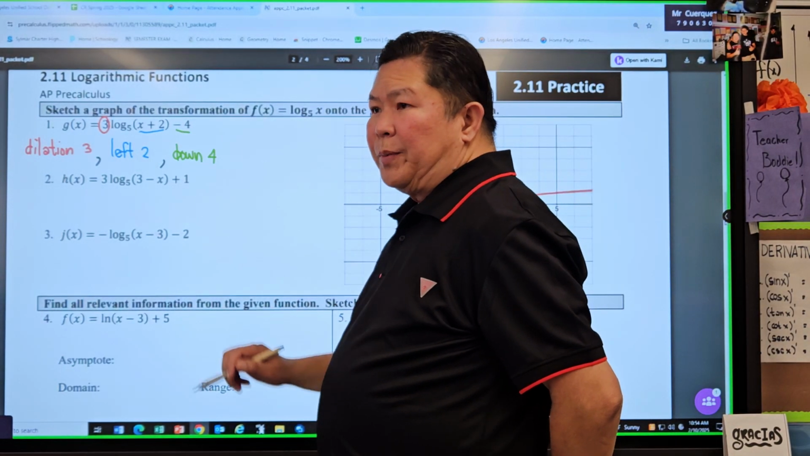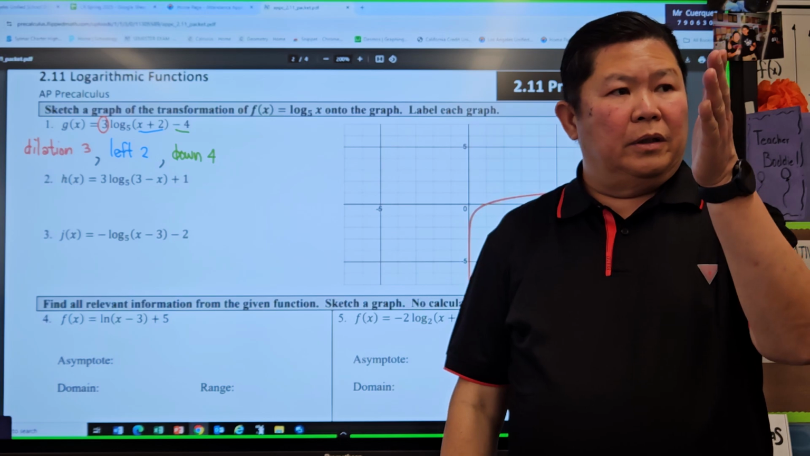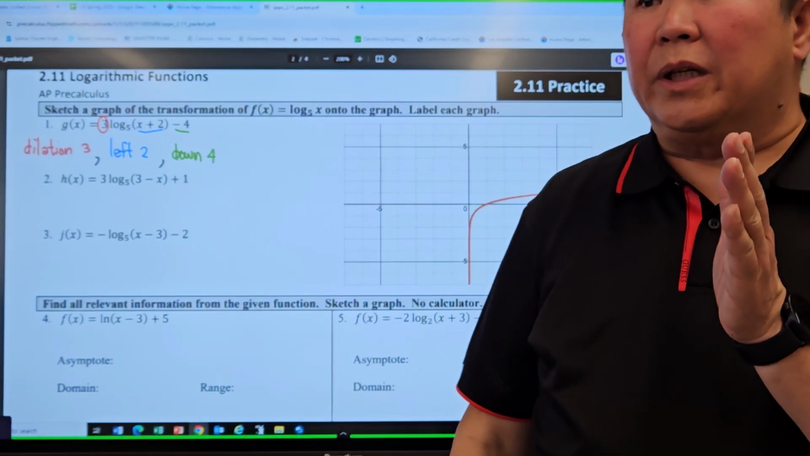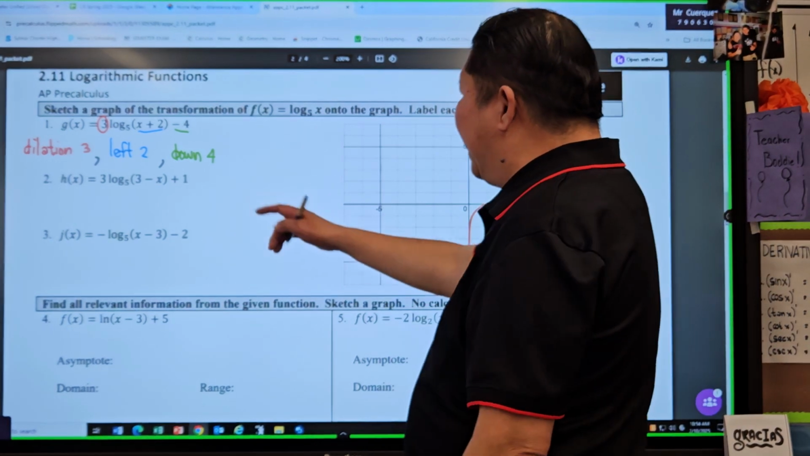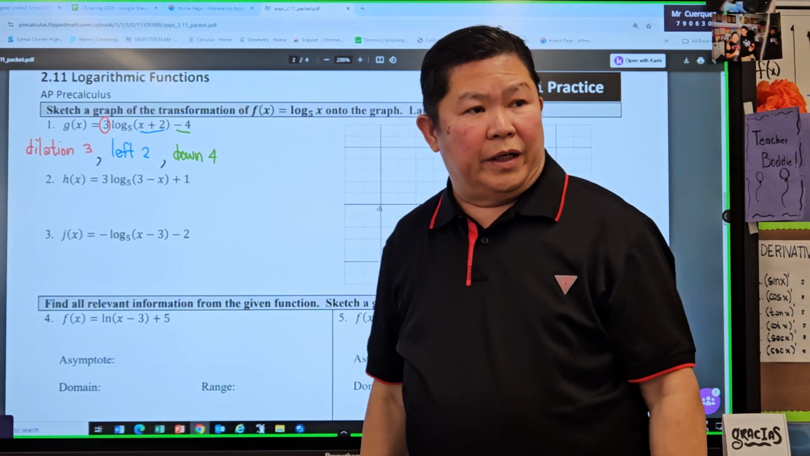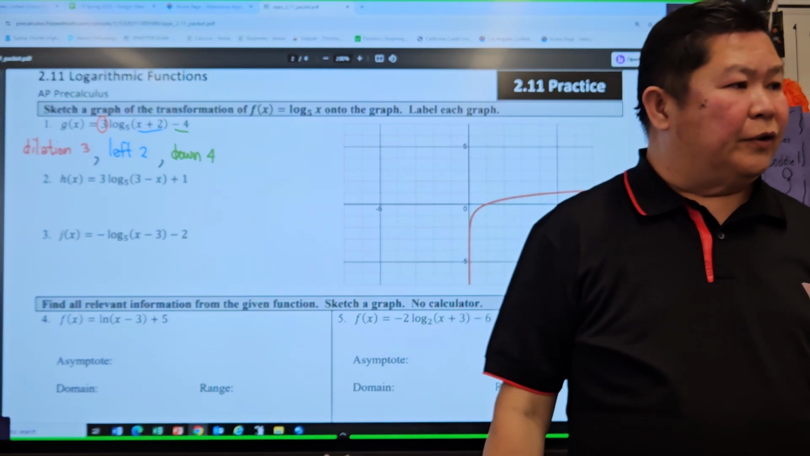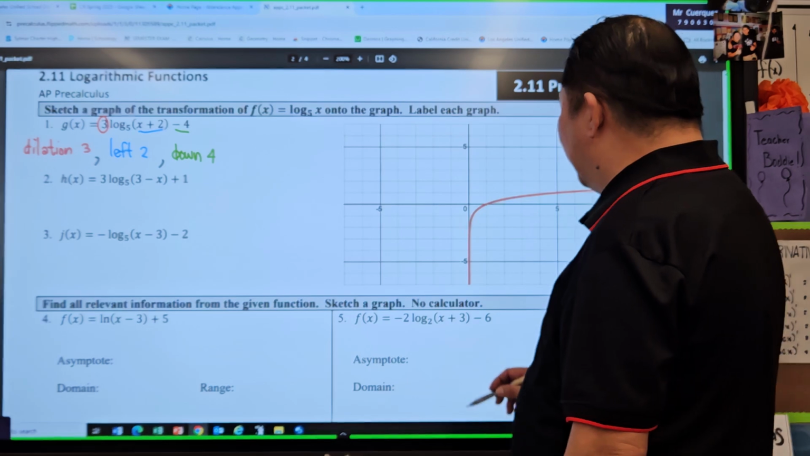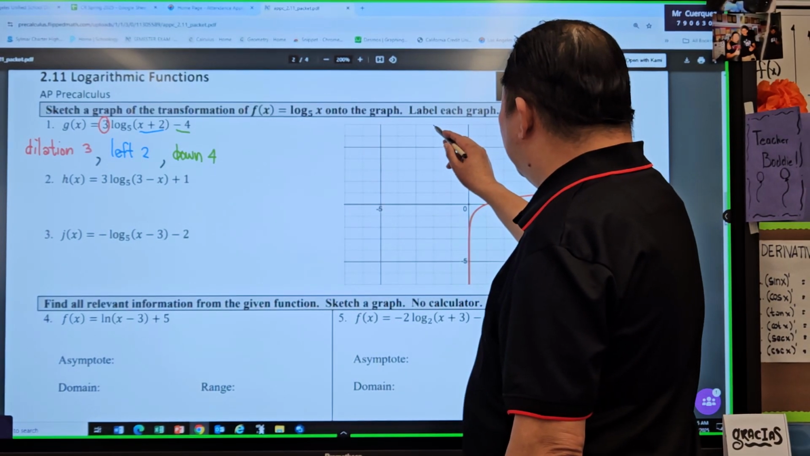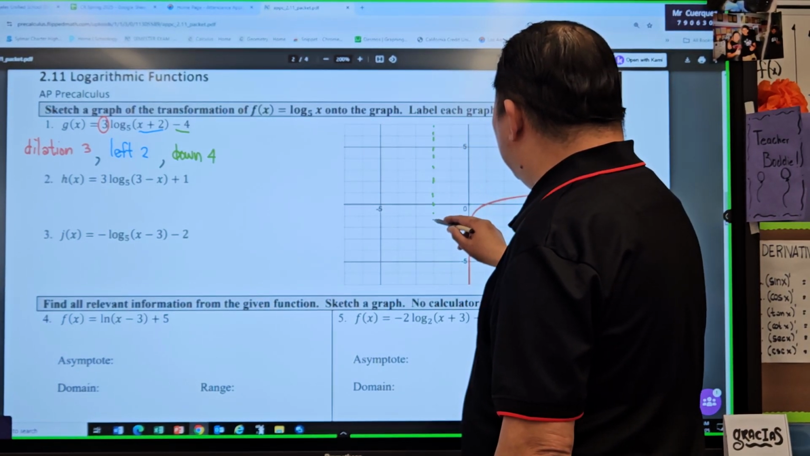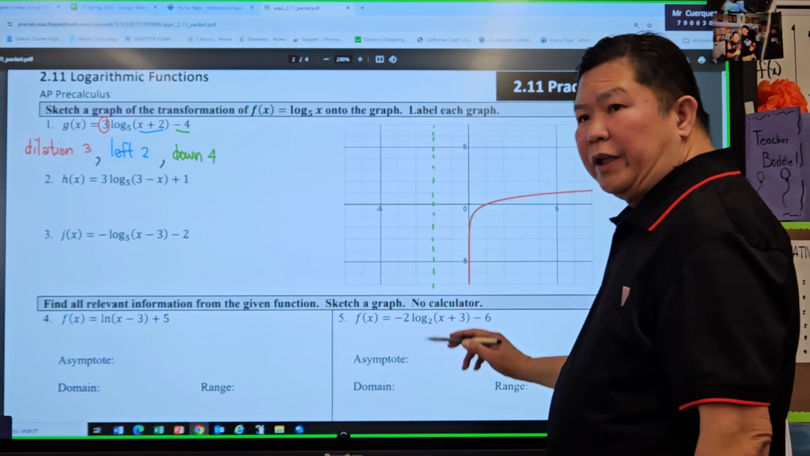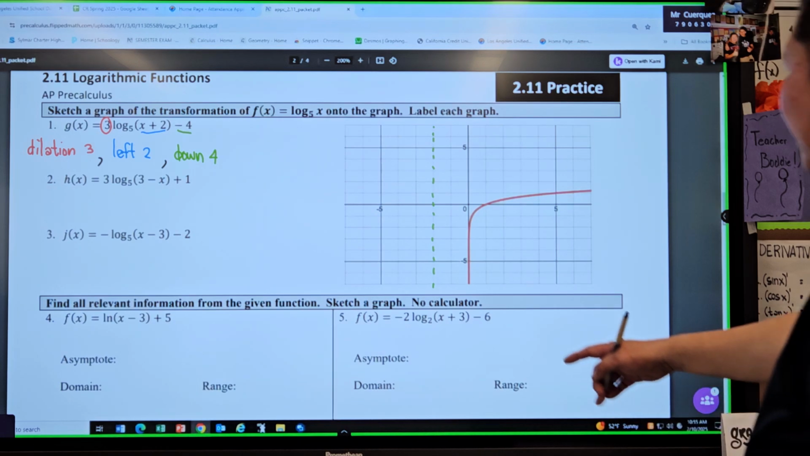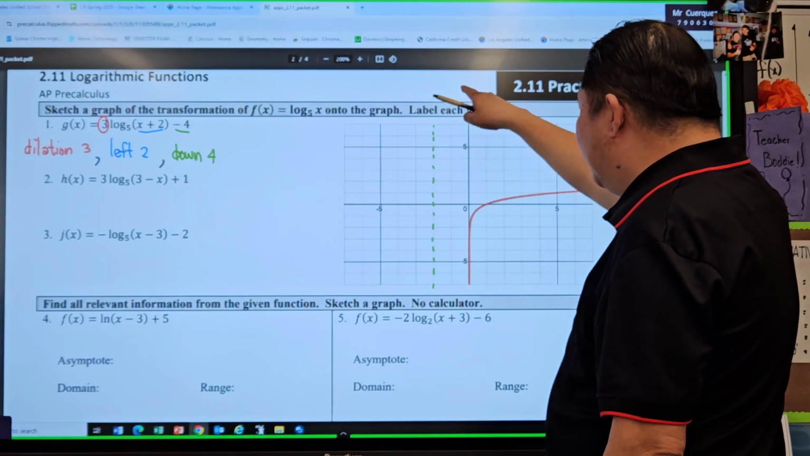Looking at this x plus 2, that means your vertical asymptote is at -2. That is your vertical asymptote. So most probably your graph looks this way. So this is the vertical asymptote, which is -2. You get me? Does it look like this, and then your graph goes?